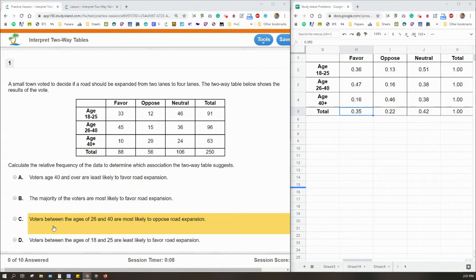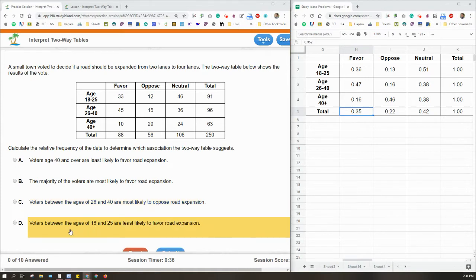Next, C says voters between the ages of 26 and 40 are most likely to oppose road expansion. So let's look at 26 to 40. Ages 26 to 40, those that oppose it, only 16%. So they probably don't oppose it. And the 40 plus group are also more likely to oppose it than they are. So C is definitely not accurate. It's not true. It's false.